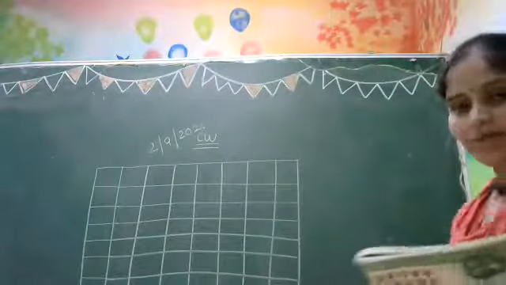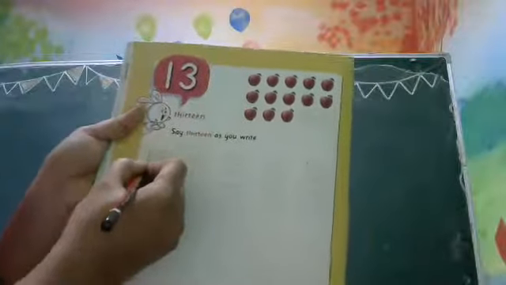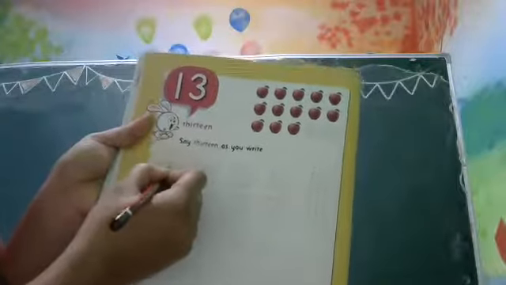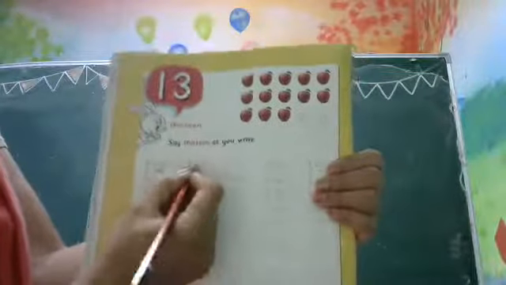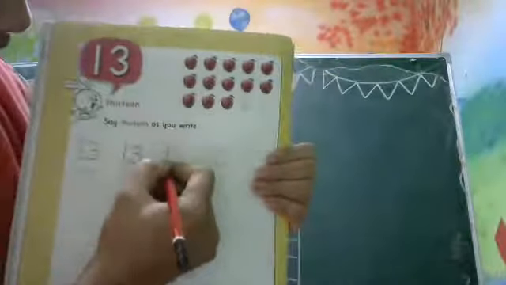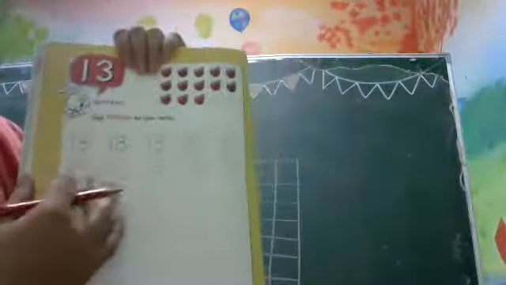So write CW and erase it. And start tracing on the number 13. How you will trace? See, first you have to trace on the number 1 and then on the number 3. 1, 3, 13. First trace on the number 1 and then on number 3. 13. And after tracing this all, you have to write it in empty box.